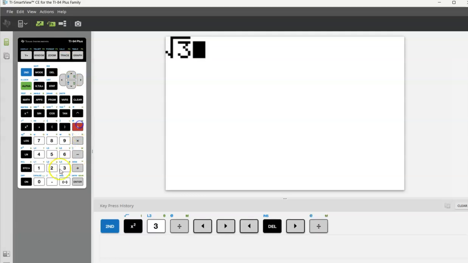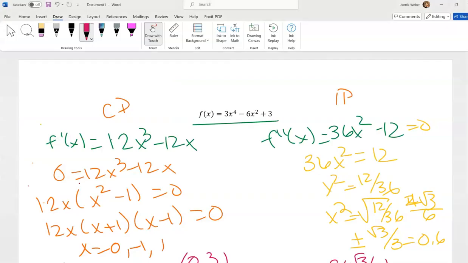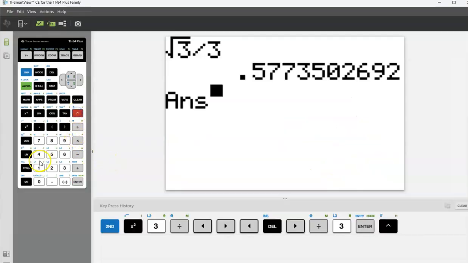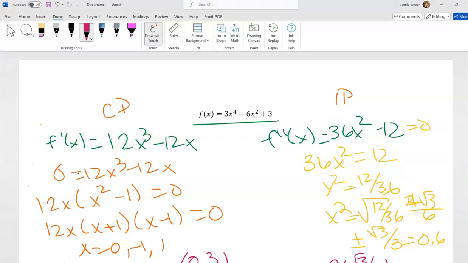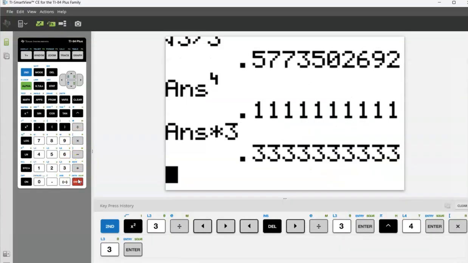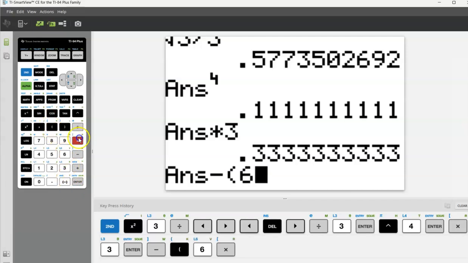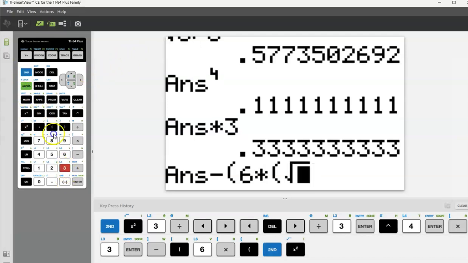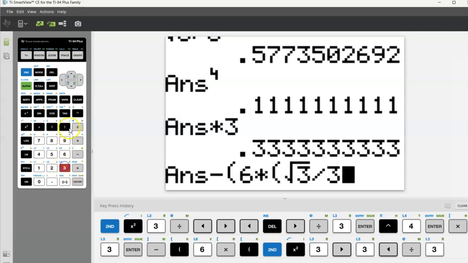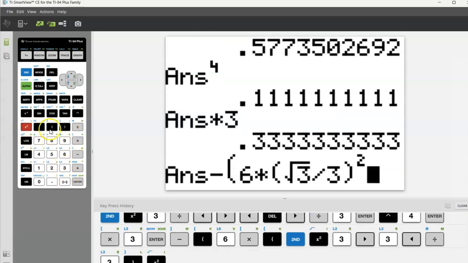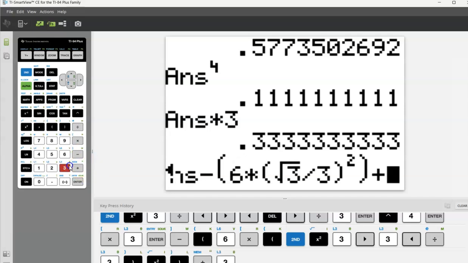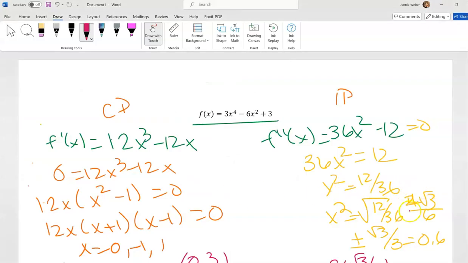I need to get out from under that, divided by 3. Okay. And then I'm going to take that to the 4th power, and then times it by 3. And then I'm going to minus, okay, so let's see here. 6 times, and then the square root of 3 divided by 3 squared, okay, plus 3. Okay, so 1.3.